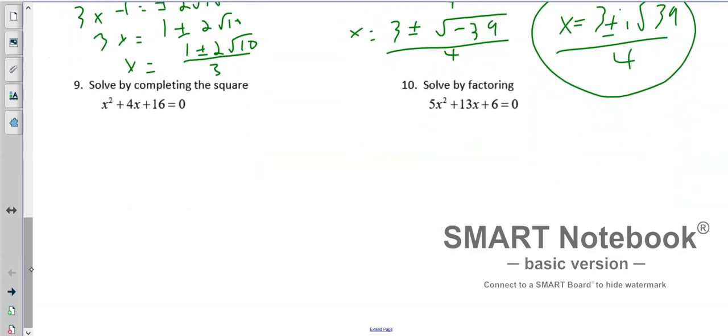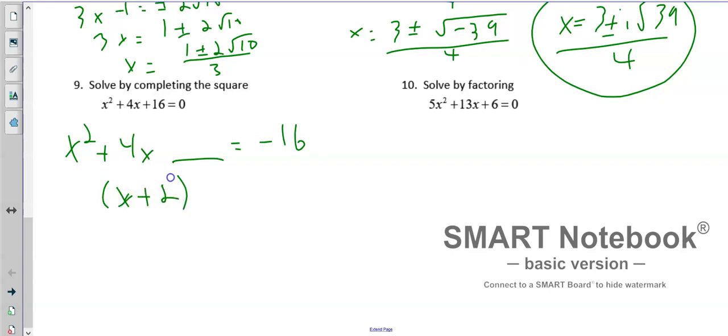Solve by completing the square. So first thing we do is move the 16 over. Remember, leave a blank here. Now we come below here, we take half of the middle number, which is positive. We're going to square it and do that to both sides. Okay?